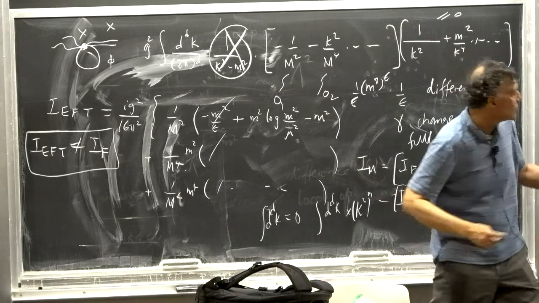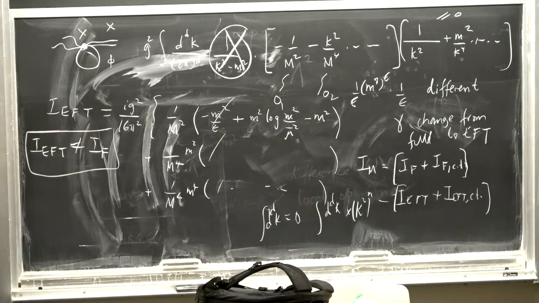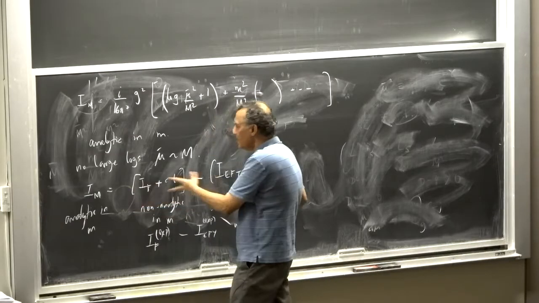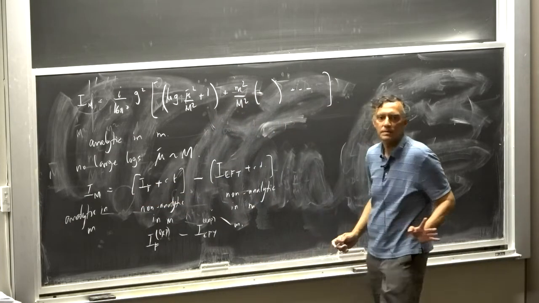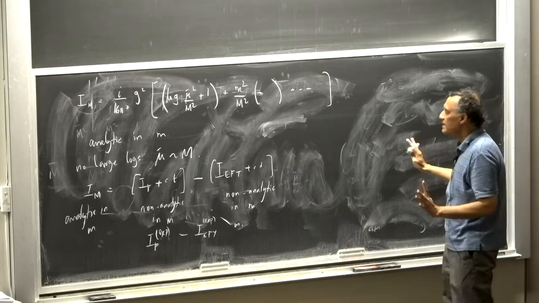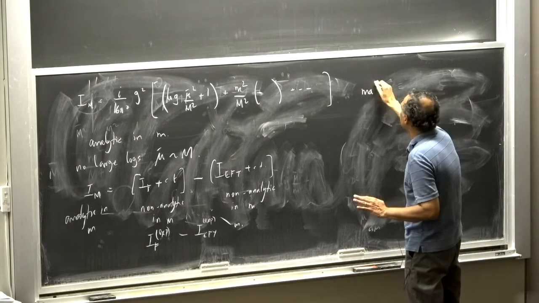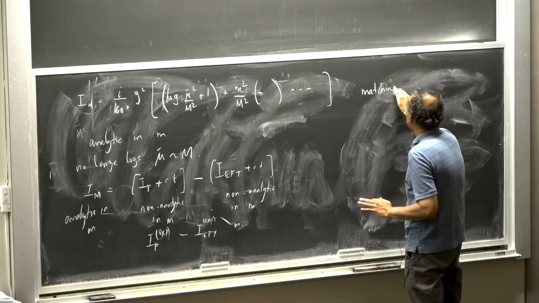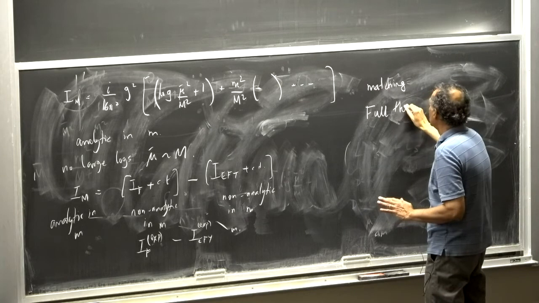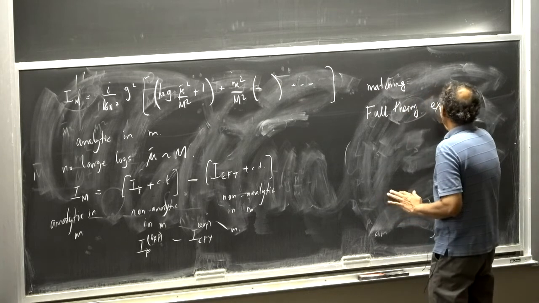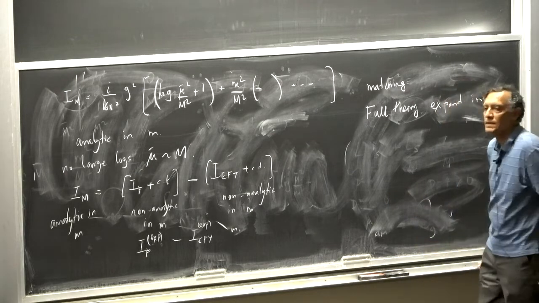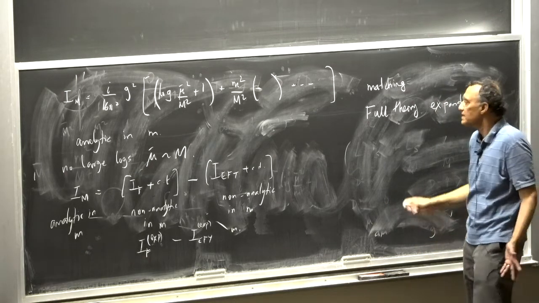But what I'm trying to say is that what I'm calculating, because I know it doesn't have the logs in it, I can do the expansion. So we wasted some time, but okay, so how do you calculate the matching? I take the full theory diagram and expand in little m. That's what I do, and take the finite part.